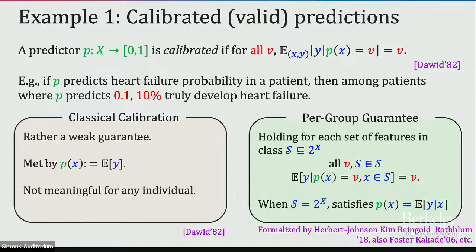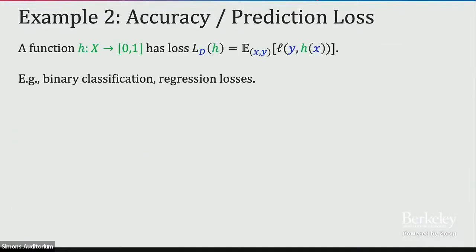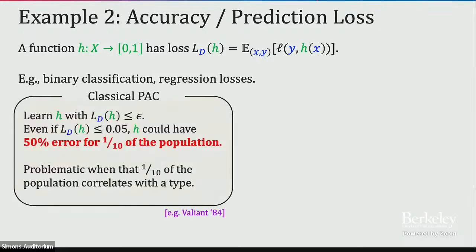The second example I want to give, where again we go from something that's classical and on average to something that's per group, is agnostic learning or binary classification. Regression doesn't really matter. Now you're not necessarily learning an arbitrary predictor. You're given a function class and you're predicting based on that function class. This could be a 0-1 function. And you have a loss, which could be a binary classification or regression loss.